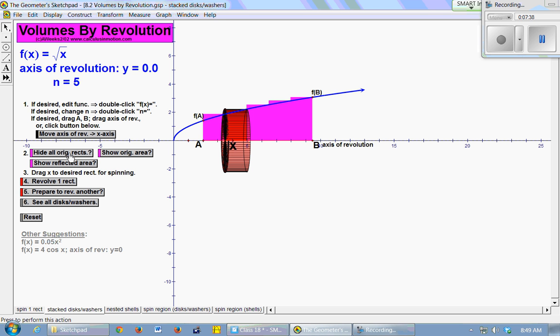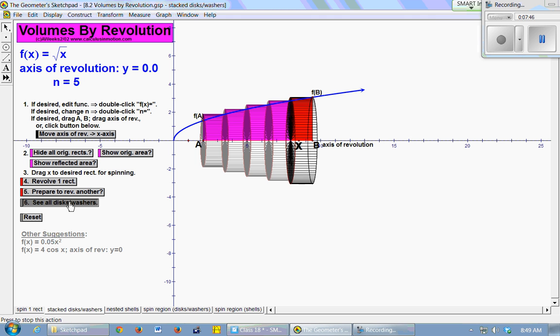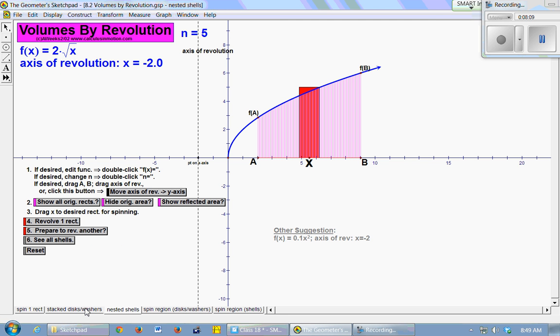So I'm going to show all these rectangles. Here's all the disks. And you can see that this is a good approximation of the solid that we would get just by rotating the region around the curve. It looks kind of like a pyramid. That's good for now.